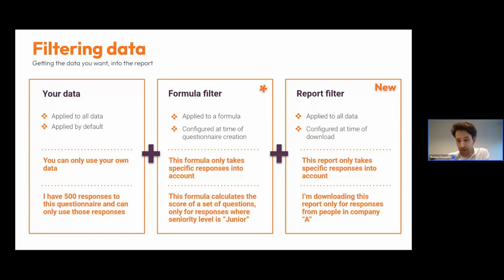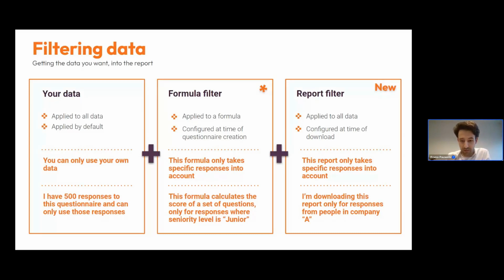So every formula you can give a filter, and for that specific formula, it's going to only take responses that match the criteria of that formula. But it's baked into the questionnaire. So it's basically the same every single time you do the report. You can't change it for a different company. You would basically have to make a copy of the entire questionnaire and split it up.